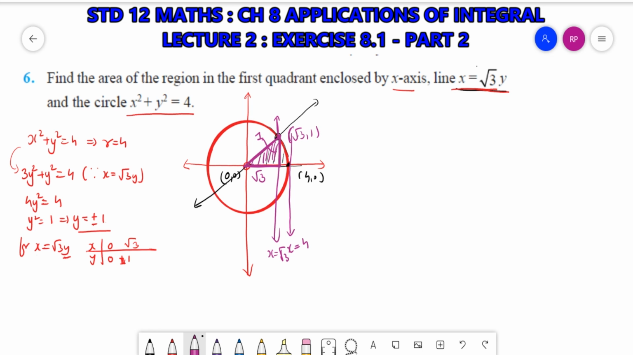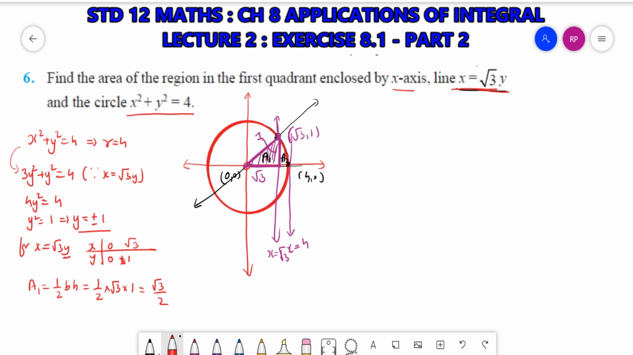And this is 1. Now to find the total area, first we can find the area of this triangle, and then the area bounded by the curve and x-axis, and then add it. Let's take this as A1 and this as A2. A1 will be equal to half into base into height, that is half into root 3 into height 1, that is root 3 by 2.